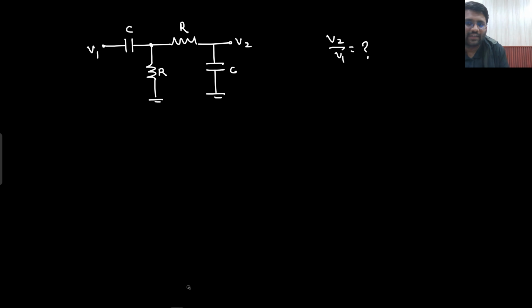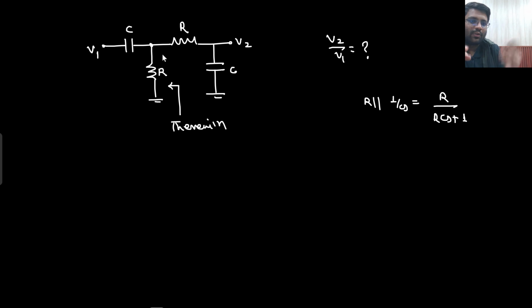So you need to find out the value of V2 by V1. I will not find out this Vx. What I would do is that here I will find out the Thevenin equivalent. Thevenin equivalent I am going to find out here. Looking from here, how much resistance am I getting? R parallel with 1 by CS, because input will be shorted. What would that be? R upon RCS plus 1.